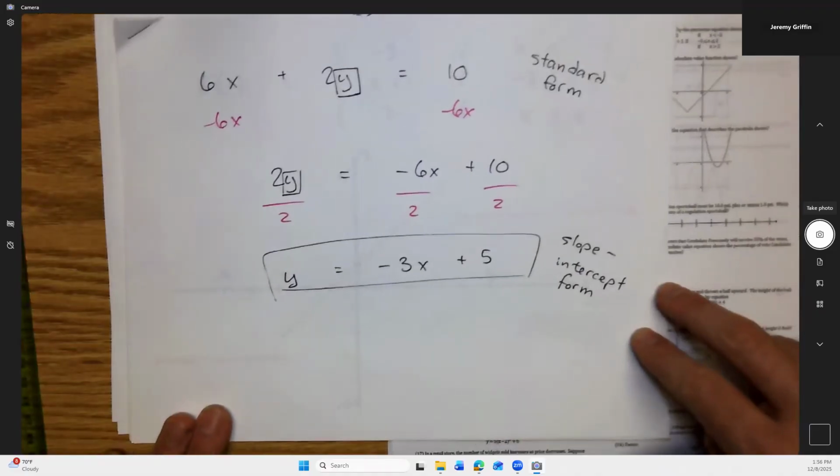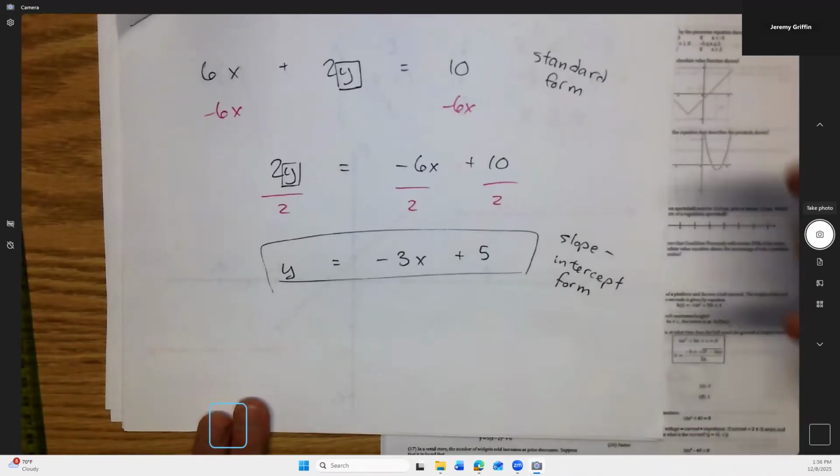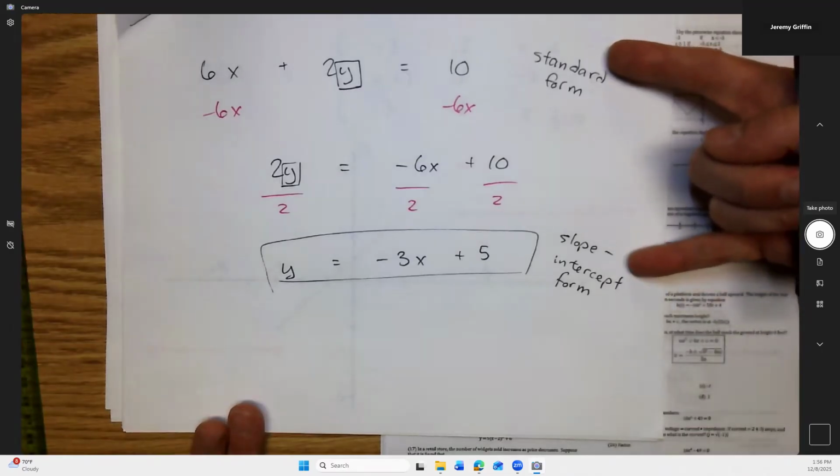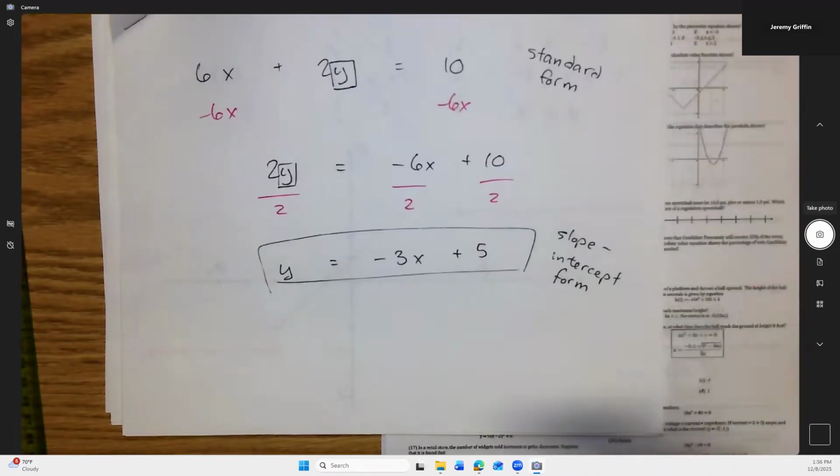And that's slope-intercept form. Now, if you were to open Desmos and type this and type this, they would give you the exact same graph. Just 2 different ways to write it.